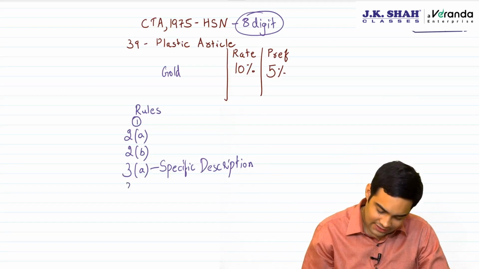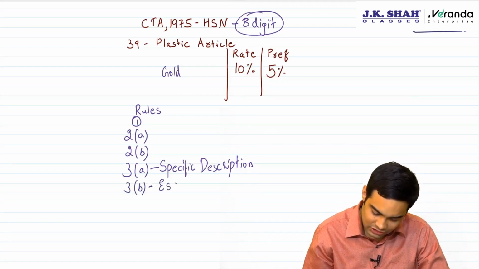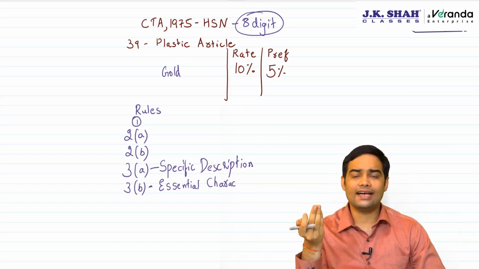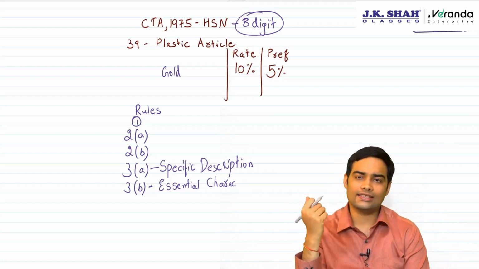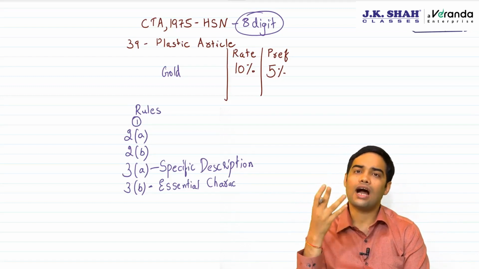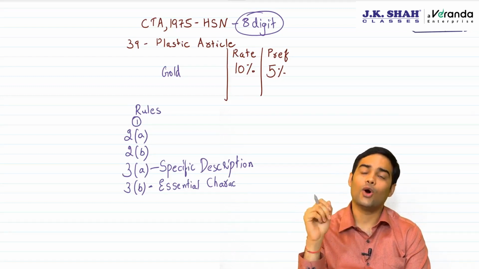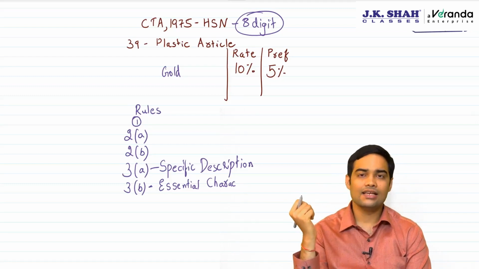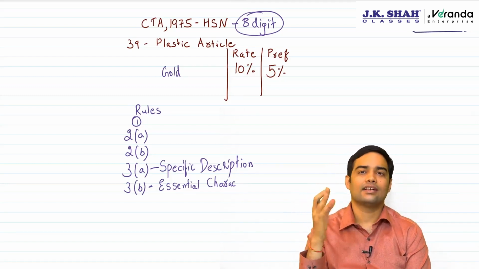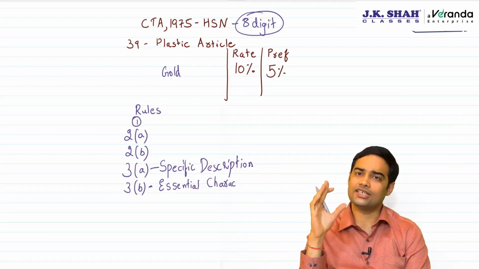Then we have rule 3B. 3B talks about essential characteristic. Let me give you an example. You have to see the essential characteristic and based on that you have to classify. For example, I import a software in a hardware. How will it be classified? Obviously, it will be classified as a software. The essential characteristic will override any particular mixture.